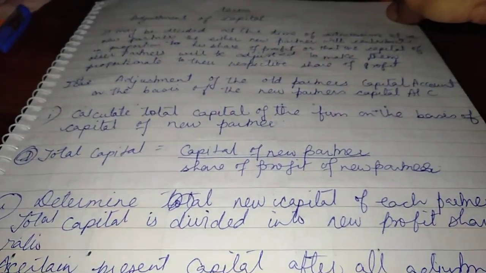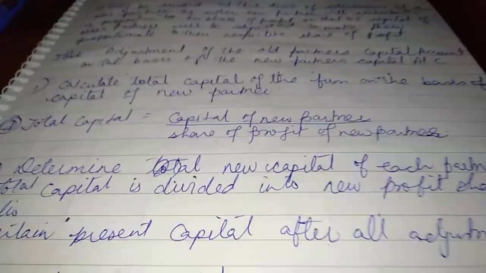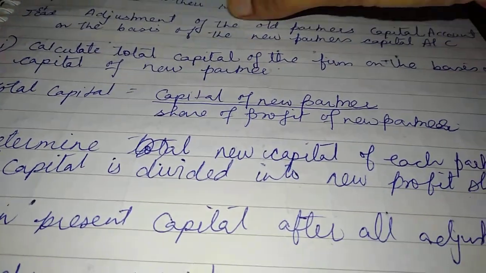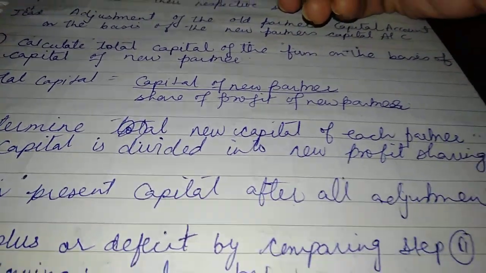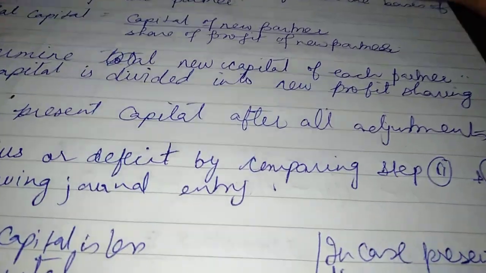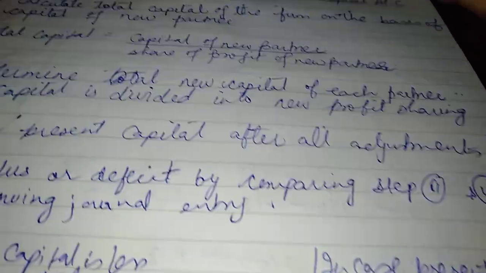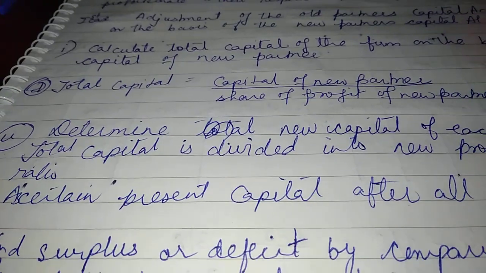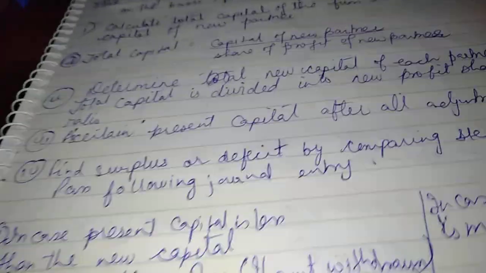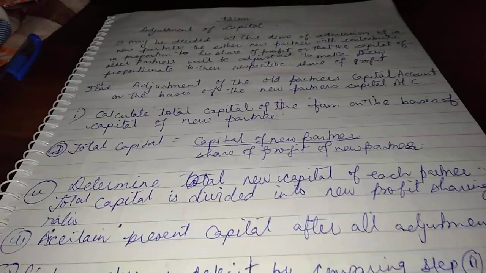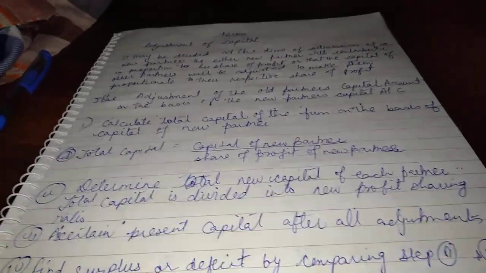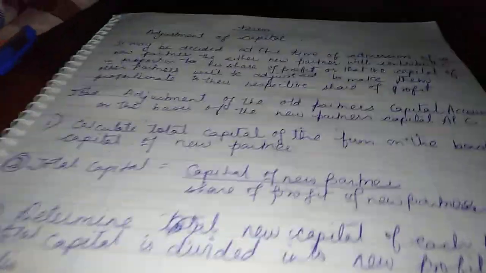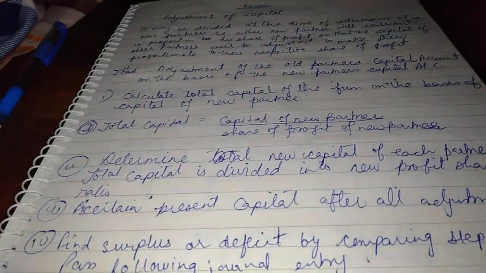Second, determine the new capital of each partner. How? In your question, the new profit sharing ratio will be given. So you have calculated total capital according to the first method. Second method, you will divide that total capital in the new profit sharing ratio. You will get the capital of the new partner or the new capital of all the partners. Third step, ascertain present capital after all adjustments. Then you have to calculate present capital after all adjustments by making a capital account.